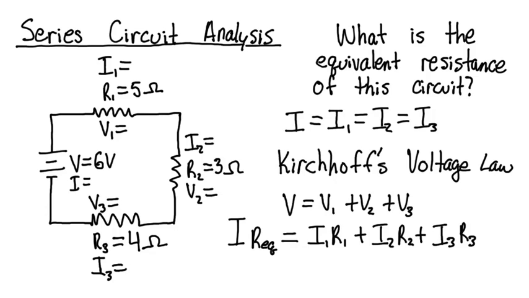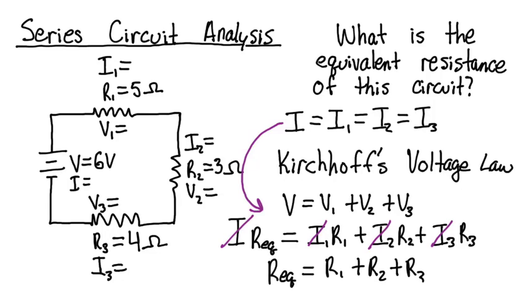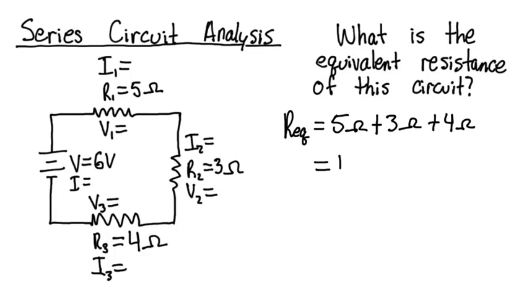Now, at the beginning of this, we wrote that the current through the battery, I, is the same as the current through each of the resistors, I1, I2, and I3. Because of this, we can cancel out all the currents in the equation because they are like terms. This results in the equivalent resistance as being equal to the sum of the component resistors. So we simply add them together to get the total of 12 ohms for the equivalent resistance.